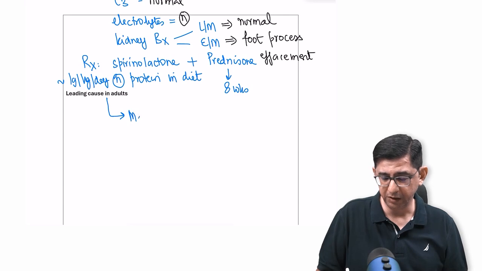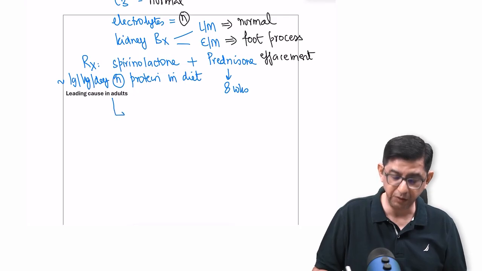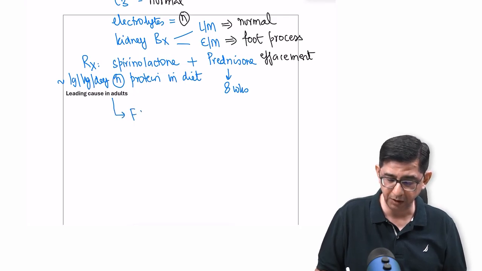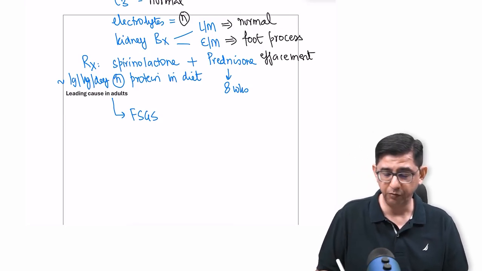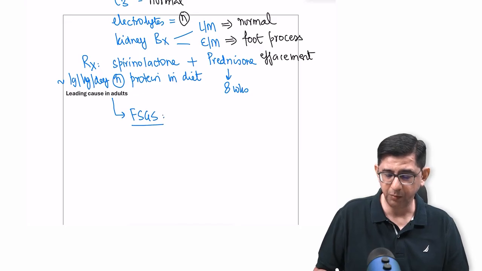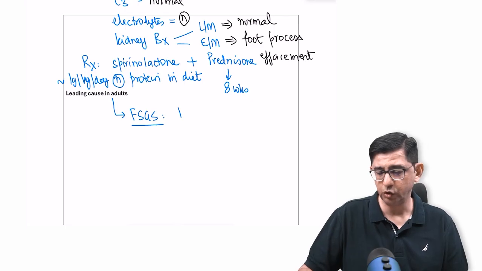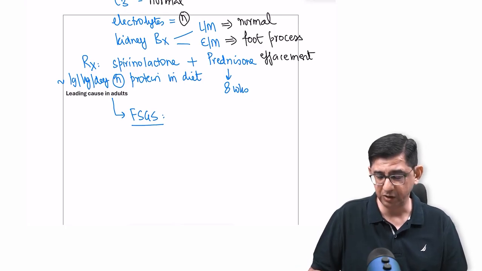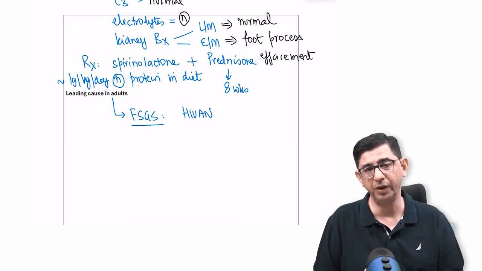Now, if he changes the question and says what is the leading cause in adult population, then your answer would be given as MGN, or it could be FSGS. So first I'll mention the one which is more common in adult population, that is focal segmental glomerulosclerosis. For focal segmental glomerulosclerosis, some of the important causes are also to be remembered for primary versus secondary. So primary is obviously idiopathic, but for the secondary one, I especially want you to remember HIV associated nephropathy.